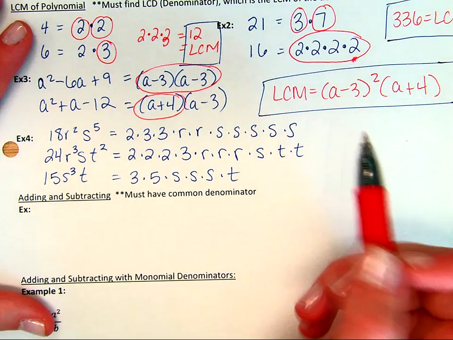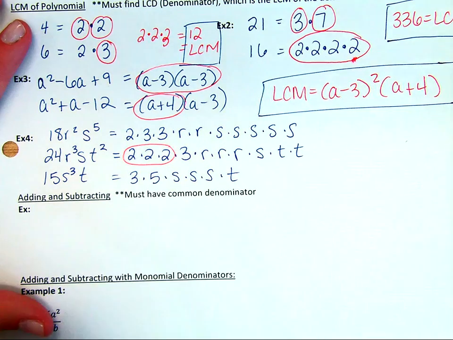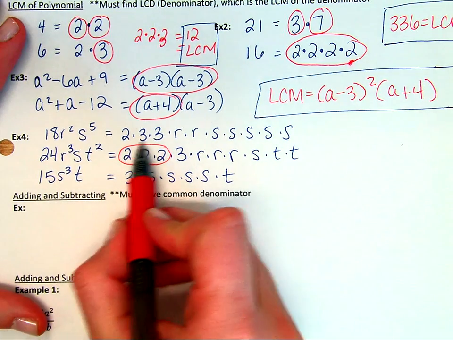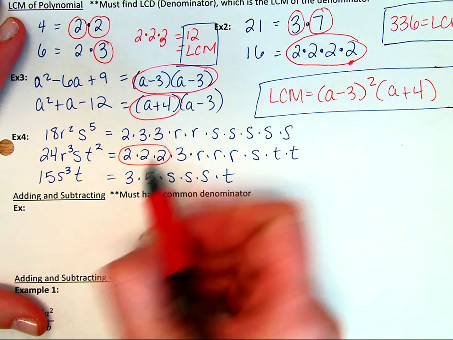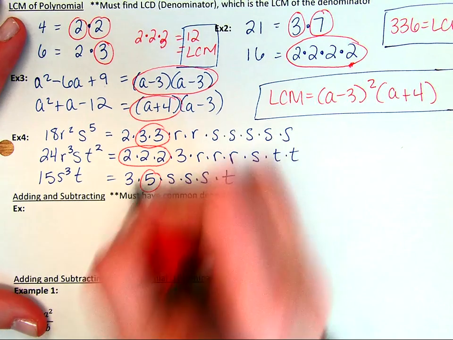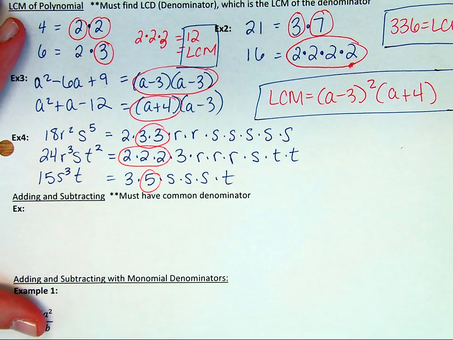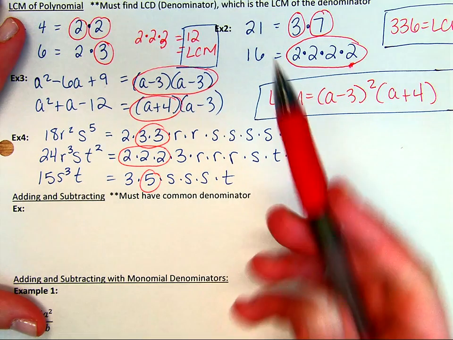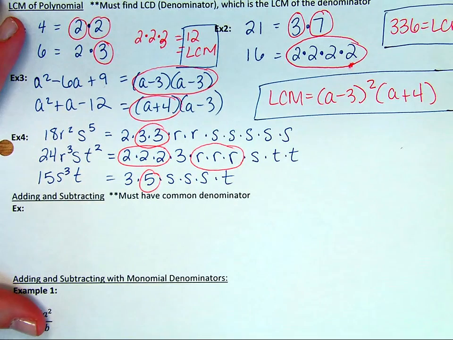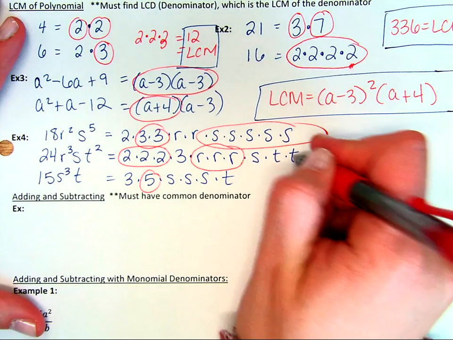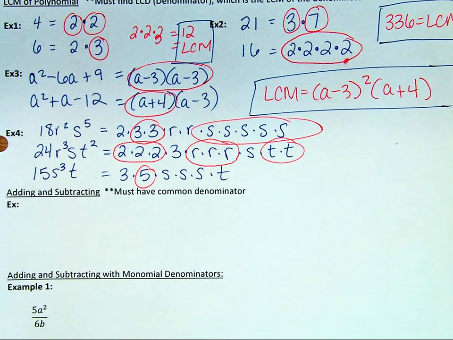Which has the most 2s? This one does, so I'm going to circle it. Which one has the highest number of 3s? This one has two 3s, that one has one, that one has one, so this has the most. Of the 5s, this is the only one with a 5, so that one wins. For the r's, this one has 3 r's, so this one wins. For the s's, the top one wins. For the t's, this one has the most. So my LCM is going to be all of those things multiplied together.